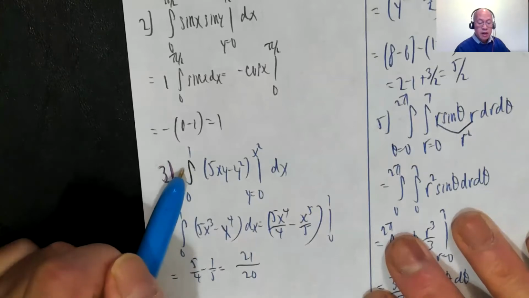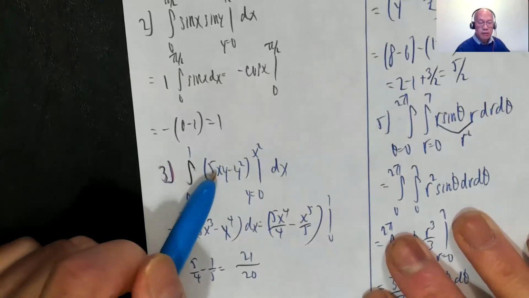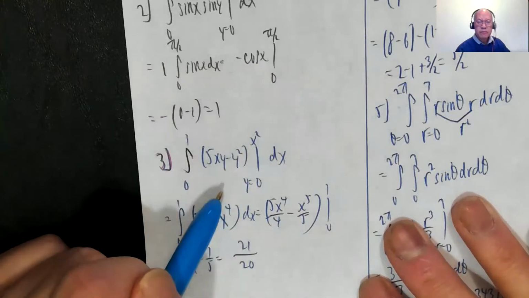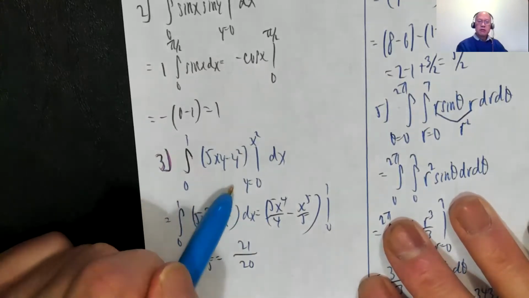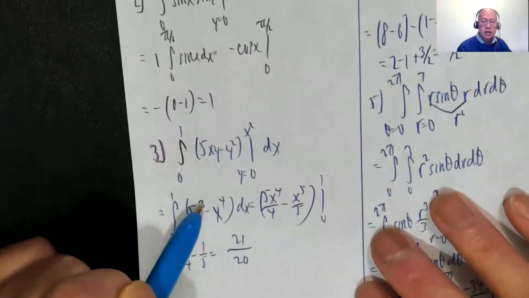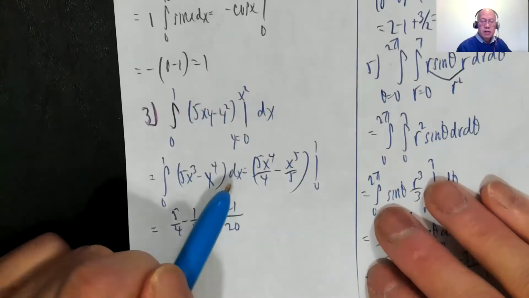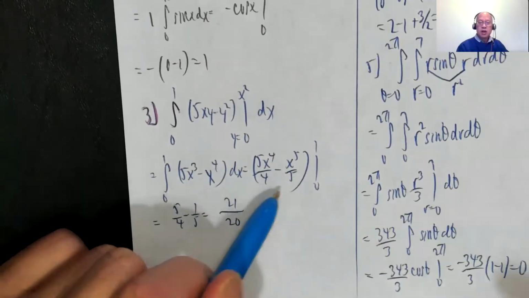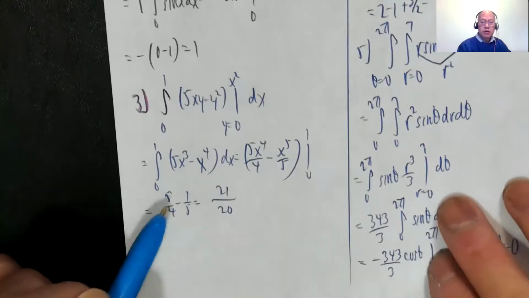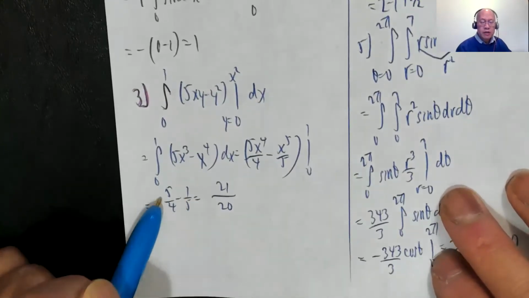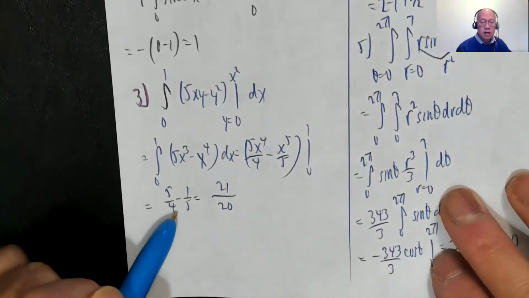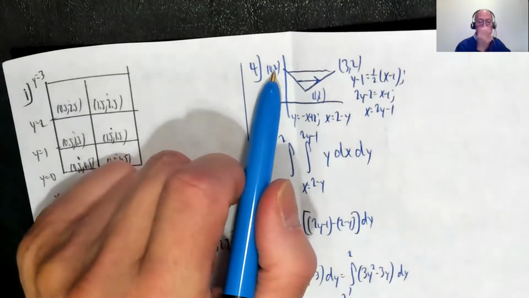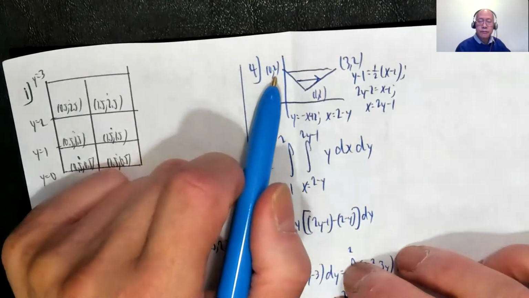Number 3, integral with respect to y, 5xy minus y squared, y equals 0 to x squared. Plug in 0, you get 0. Plug in x squared, you have 5x cubed minus x to the 4th. So when I integrate, that's 5x to the 4th over 4 minus x to the 5th over 5 from 0 to 1. Plug in 0, you get 0. Plug in 1, you have 5 fourths minus 1/5, which is 25 over 20 minus 4 over 20, 21 over 20.